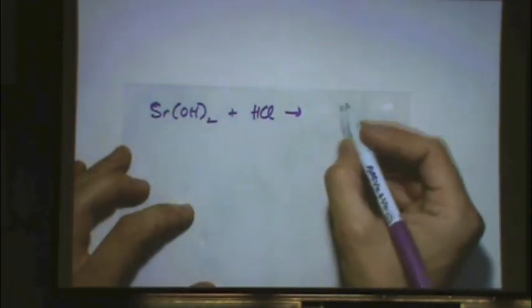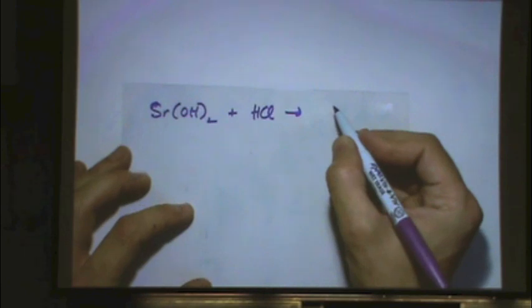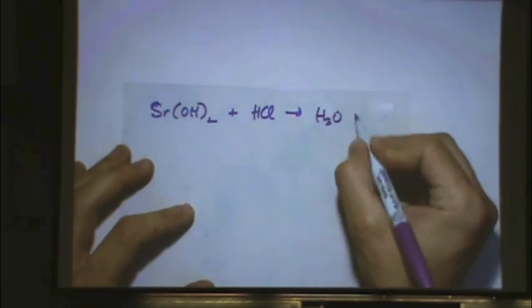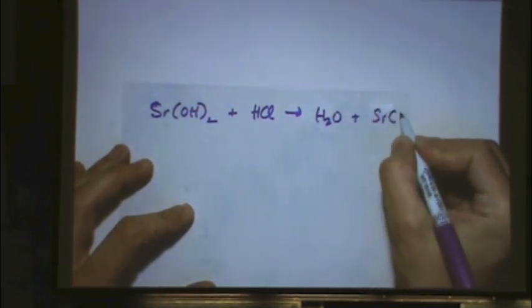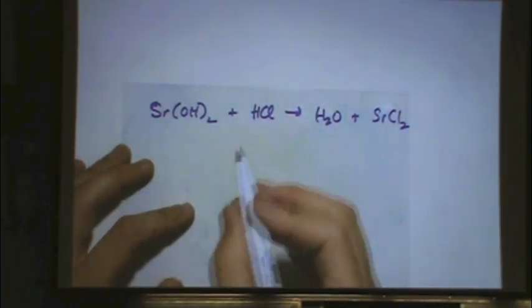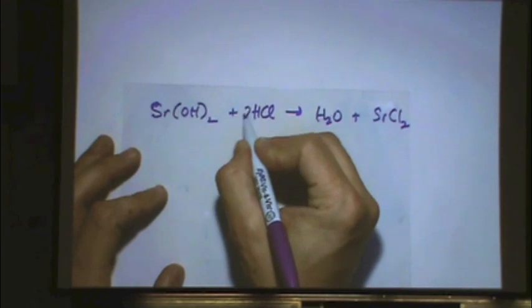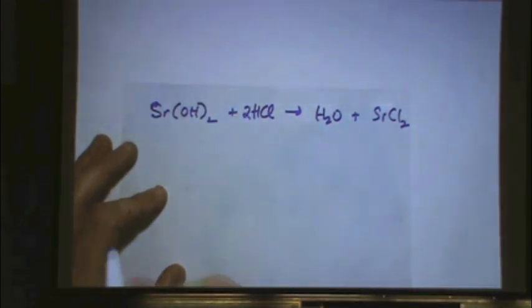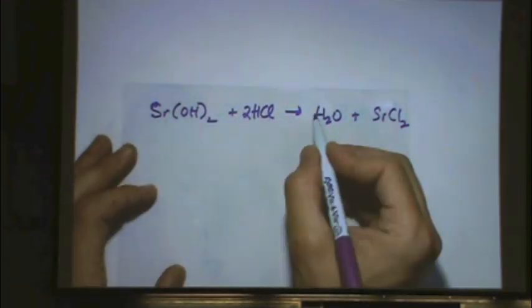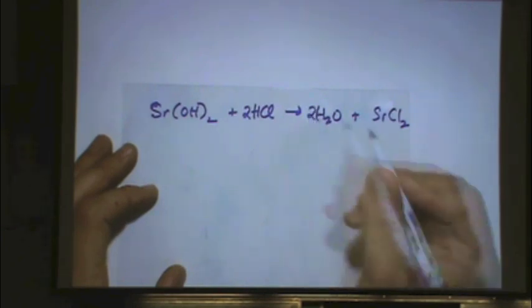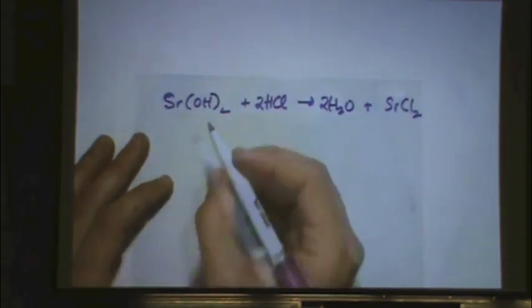Okay, this would be a typical titration reaction. You want to be able to write the products and balance, so it would be water plus the salt, in this case a neutralization reaction. And then you want to balance, so this should be 2, and this would be 2. I think that does it.